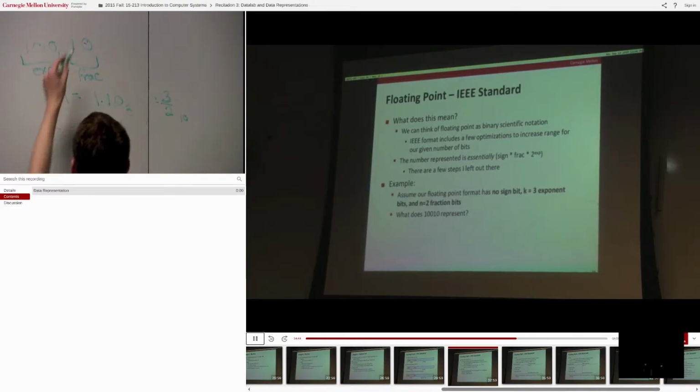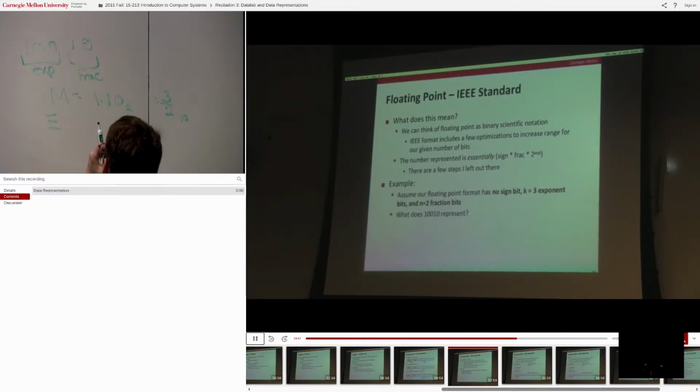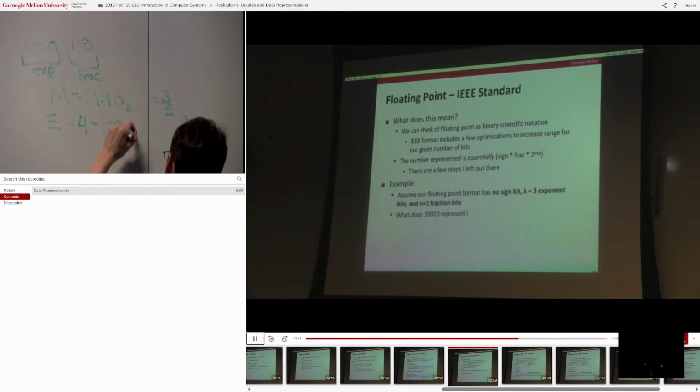So what's our exponent? Our exponent is 1, 0, 0, which is equal to 4 in decimal. And what's our bias? Our bias is 2 to the k minus 1. So we've got 3 exponent bits. So k is 3, minus 1 is 2. So 2 to the 2 minus 1. So that's 4 minus 3 equals 1.